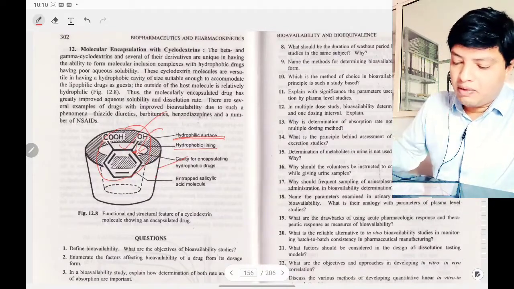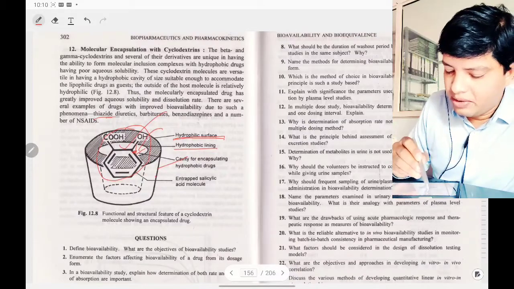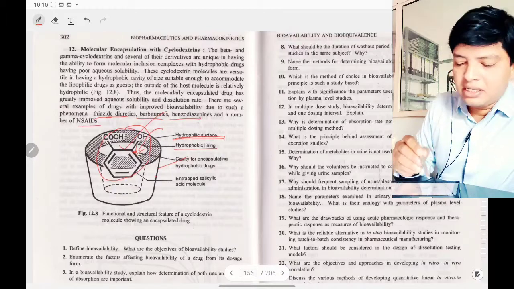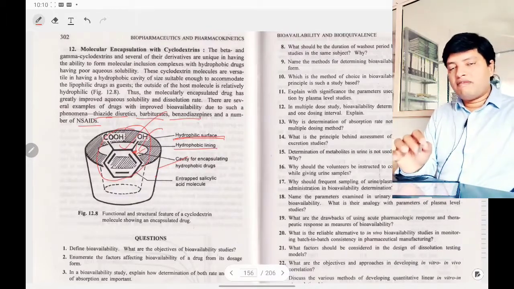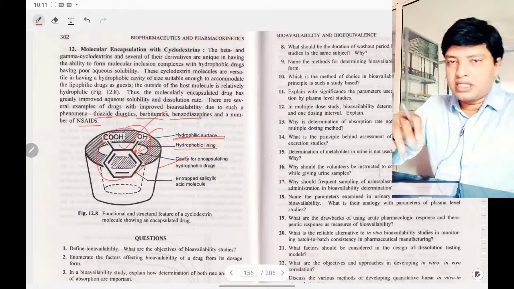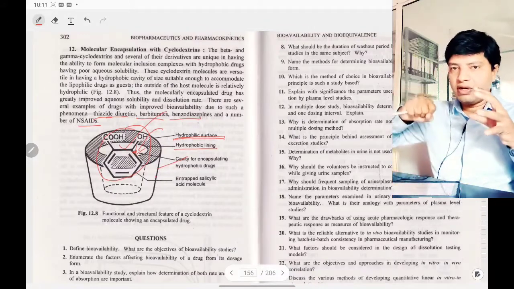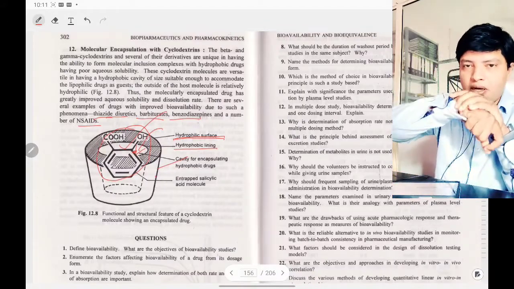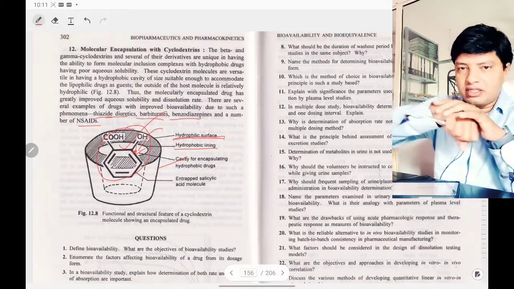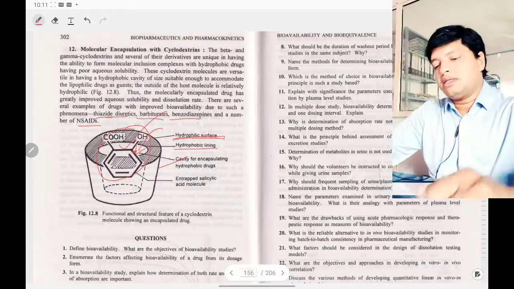Several examples are there. What are the examples we have? That is thiazides, thiazide diuretics, barbiturates, benzodiazepines, and a number of NSAIDs. So these are examples of the drugs. Take one NSAID, if it is not soluble, take cyclodextrin and form a complex between cyclodextrin and NSAID. This NSAID will go and sit within the molecule of cyclodextrin. So one molecule of NSAID will sit in one molecule of cyclodextrin and it increases its solubility.